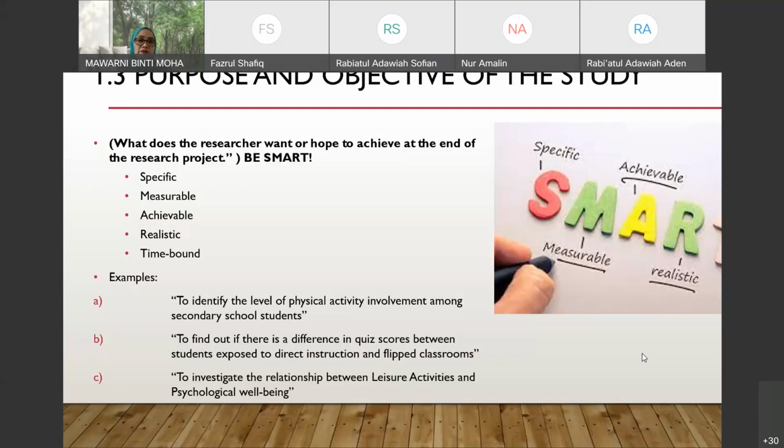Okay. Or to find out if there is a difference in quiz scores between students exposed to direct instruction and flipped classrooms. Is it SMART? Okay. Or you want to investigate the relationship between leisure activities and personal well-being. Okay. Again, is it SMART?